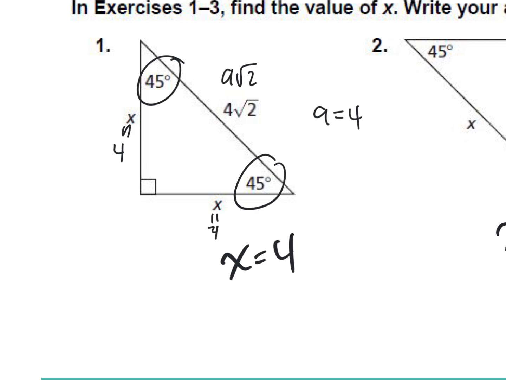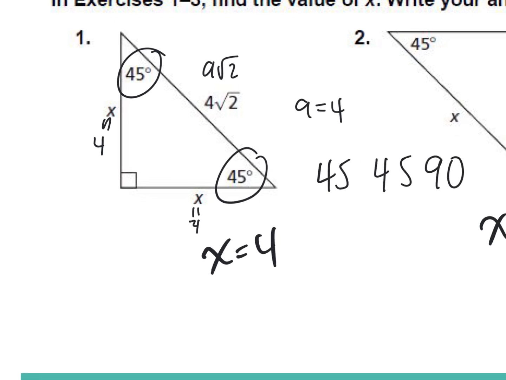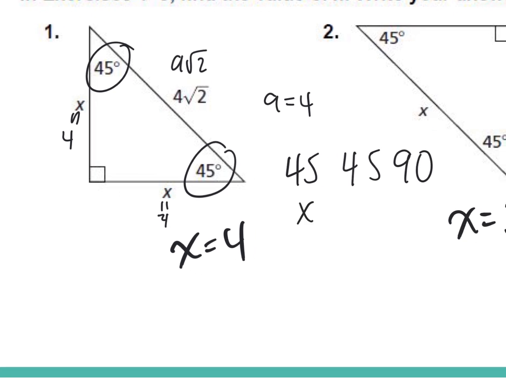Diana, how would you explain it differently? So we know it's 45, 45, and 90. So it would be x, 4 square root of 2. How I did it was I put 45, 45, 90 first, so that way I could place it. And then I put x under 45, x under 45, and 4 square root of 2 under 90.